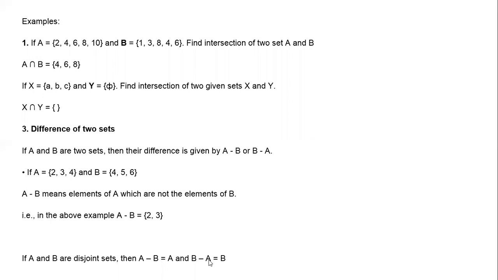Similarly, what is B minus A? B minus A is nothing but the elements of B which are not present in A. You should write all the elements of B which are not present in A. If some elements of B are common to A, those common elements you should not write. So if they are disjoint sets, B minus A will be equal to B. If A and B are disjoint, A minus B is equal to A, and B minus A is equal to B. Is it clear? Any doubts here?